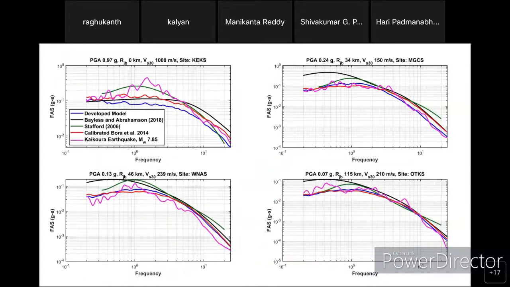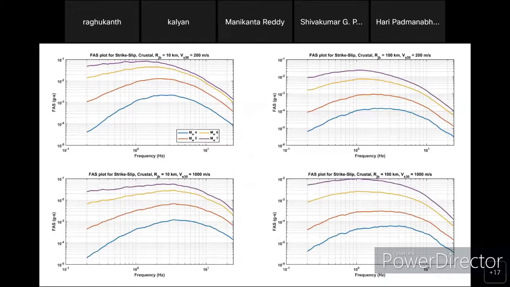And of course this model also works very nicely. When you compare with the data, it compares much better than the predictions from conventional equations, and you can get reliable results with this database. And to check whether these Fourier spectra are physically violating anything, you can plot them. You can see that as magnitude increases, the low-frequency portion should increase. This is what the physics tells you.